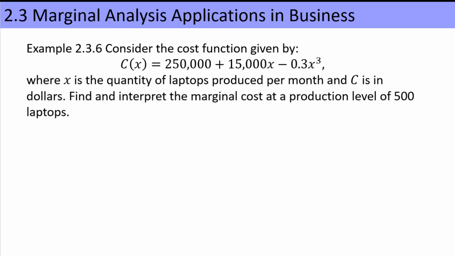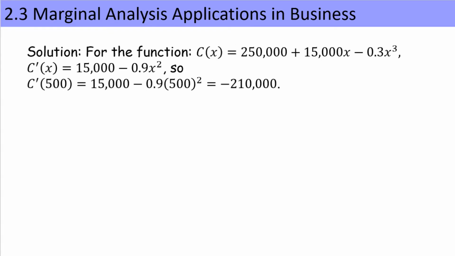Example 2.3.6. Consider the cost function given by C(x) = 250,000 + 15,000x − 0.3x³, where x is the quantity of laptops produced per month and C is in dollars. Find and interpret the marginal cost at a production level of 500 laptops.